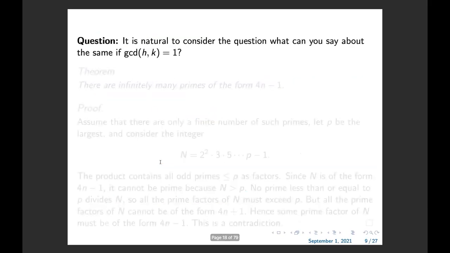So here I'll give some more examples. For the first example, we consider numbers of the form 4n minus 1. So here we have h as minus 1 and k as 4. Of course, the GCD of these is 1. So here we prove that there are infinitely many primes of the form 4n minus 1. The proof is very simple.